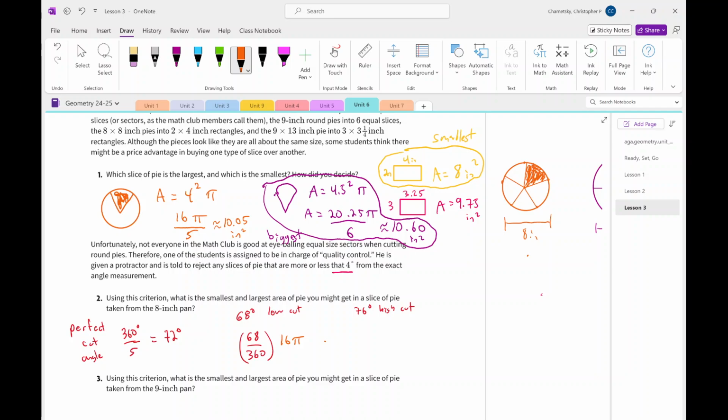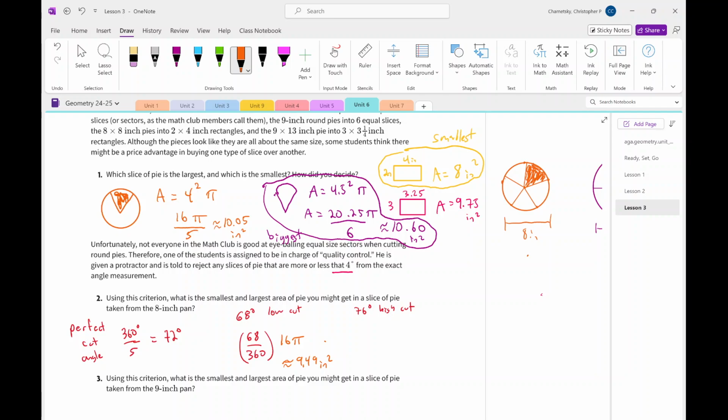So let's plug that into a calculator. 68 divided by 360 times 16 pi. And I get about 9.49 square inches. So a little bit less than the perfect slice.